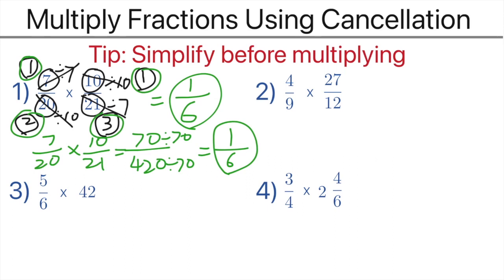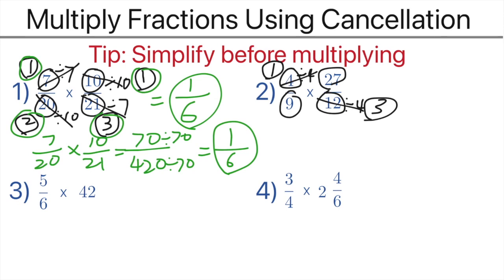Now let's take a look at example 2. We have 4 over 9 times 27 over 12. Now let's look at the numbers up and down. 4 and 9 cannot both divide into a number. 27 and 12 also cannot both divide into a number. Now let's look diagonally. 4 and 12 are both divisible by 4. So if we take 4 divided by 4, we will have 1. 12 divided by 4 is 3. Next, we have 27 and 9. And we can see 27 divided by 9 will become 3, and 9 divided by 9 will become 1.